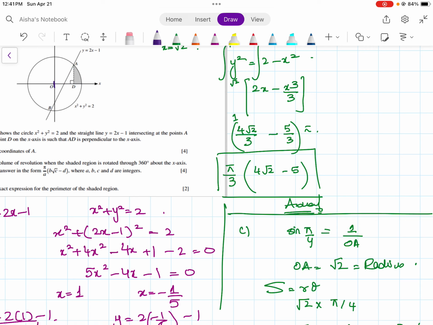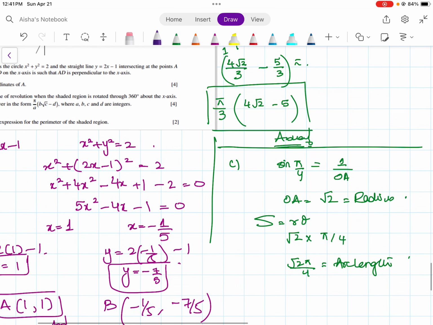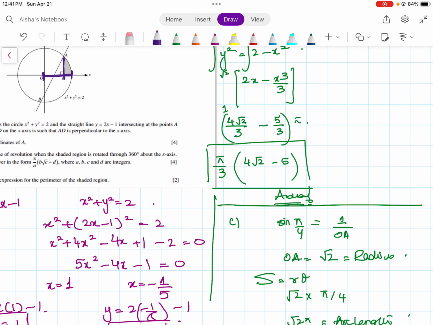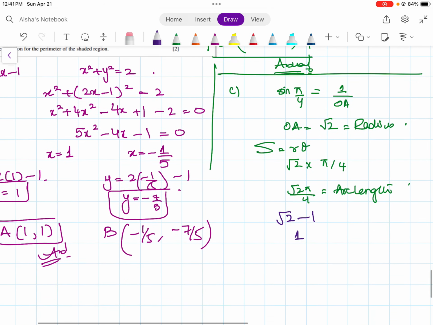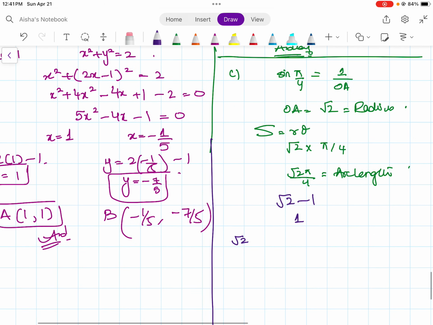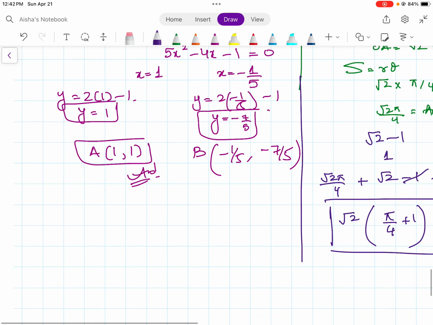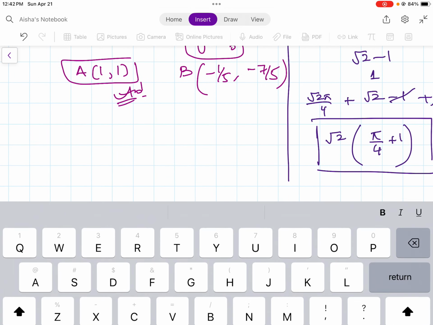Now this entire thing is √2 and this thing is 1, so this is going to be √2 minus 1. Now what is this length? This is 1. You add all of them. Let's move on to another question.